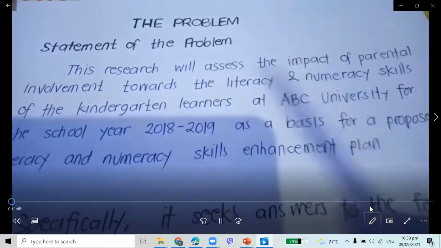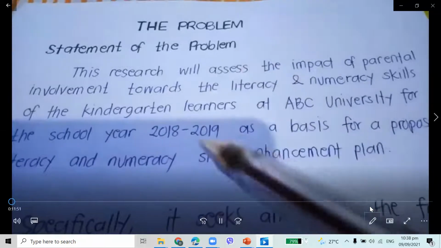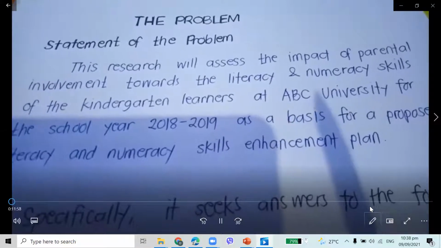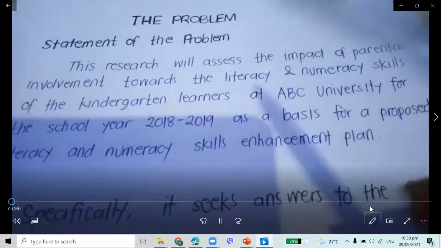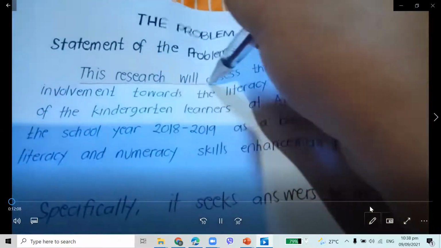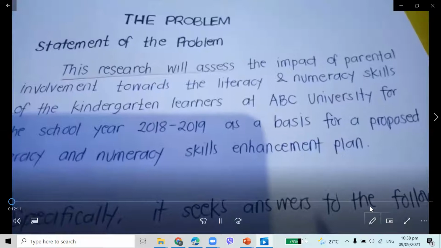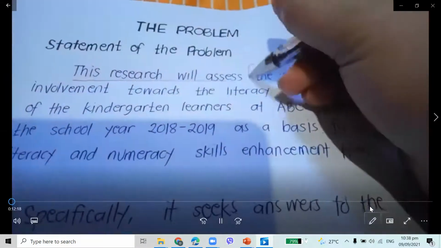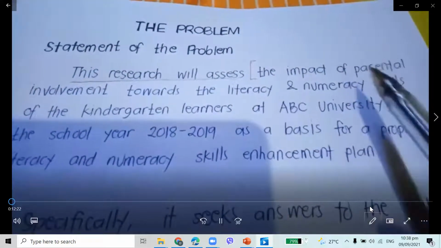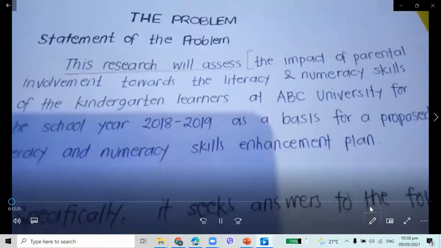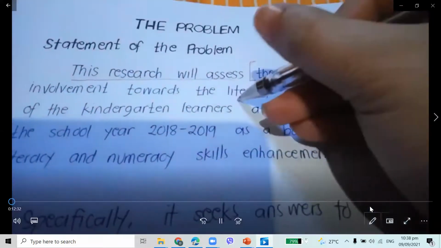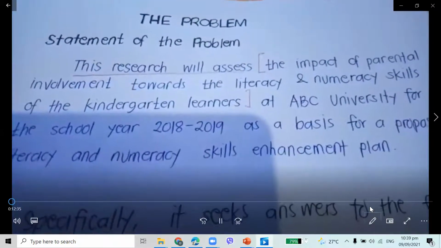So as you can see, this is our general statement of the problem. And as you learned earlier, our general statement of the problem should be expressed in declarative form. So we will start with "this research will assess." And after that, you have to enter the title of your study. The title of our study is, in this case, the impact of parental involvement towards the literacy and numeracy skills of the kindergarten learners. This is the title of our research.